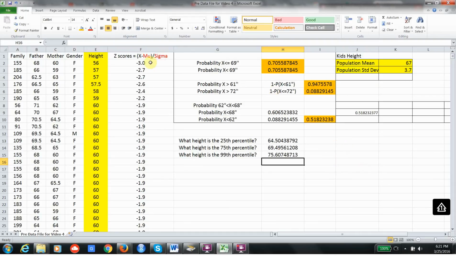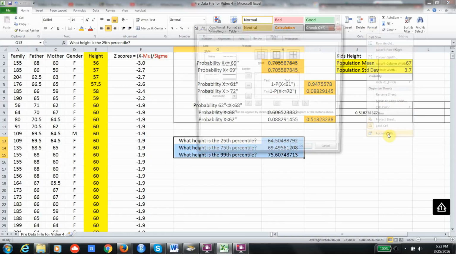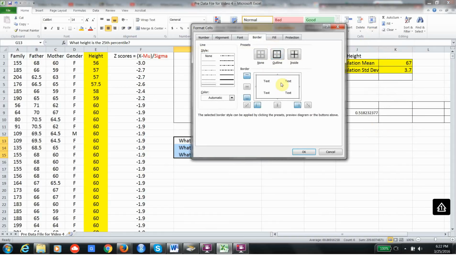Okay, so these are the basic calculations we're going to do. We're going to be computing z-scores. We're going to be finding the percentile for data values. And then we're going to be finding the data values for percentiles. Those are the main calculations that we're going to end up doing.